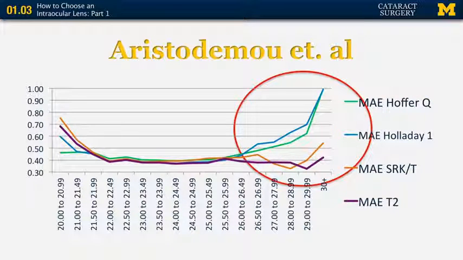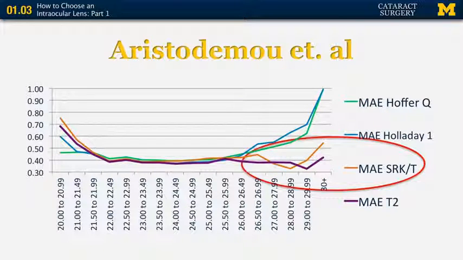Long eyes, there's quite a spread. And you'll see that the blue and the green lines, the Hoffer-Q and the Holiday 1, do not do well in long eyes. The best one was the SRKT. It was statistically significant better for long eyes. Now at the really long eye length, there were only about 20 in this group. So you can't say much about these really long eyes.